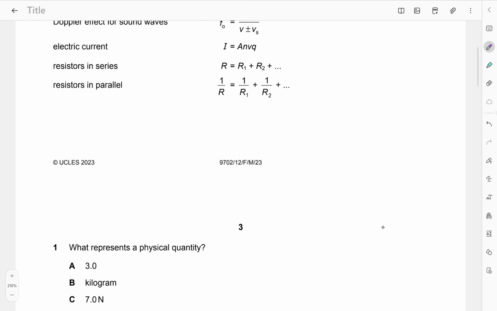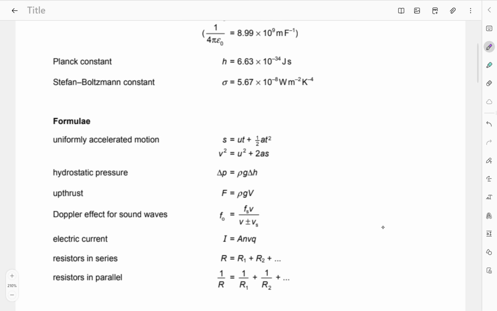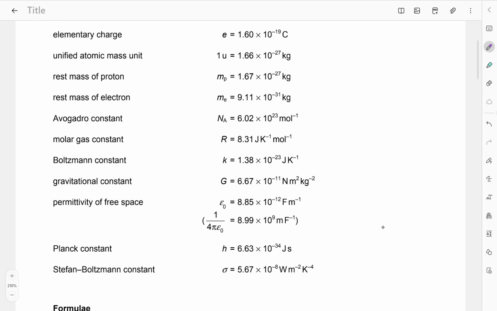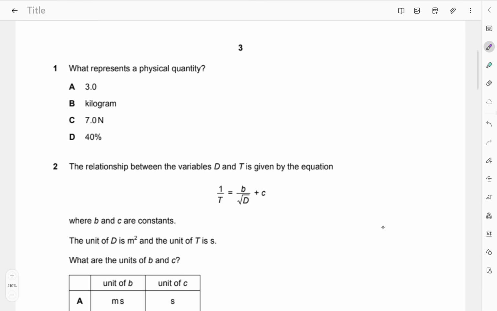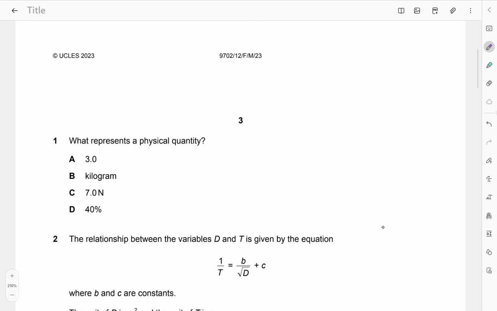So let's go to number 1. We are familiar with this formula. We are familiar with the constants. So straight away, let's go to number 1. What represents a physical quantity? Remember, in all the videos I've been recording, a physical quantity should have a numerical magnitude and a unit. So it means this has no units. This is just a unit. This one has no unit. So the physical quantity is going to be C because it has a numerical magnitude, which is a number, and a unit, which is the Newton.